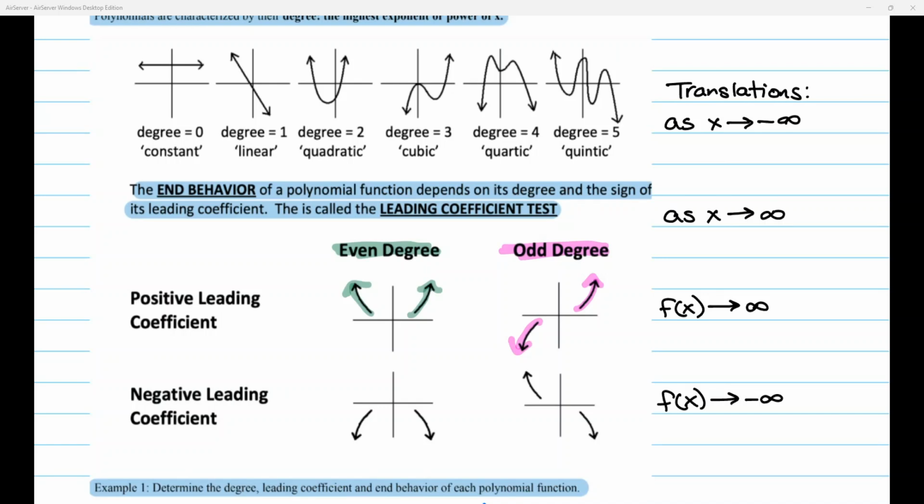On the homework, they're going to be asking you, hey, what happens as x approaches negative infinity? What happens as x approaches infinity? Does f of x approach infinity? Does f of x approach negative infinity? So let's translate what this means.